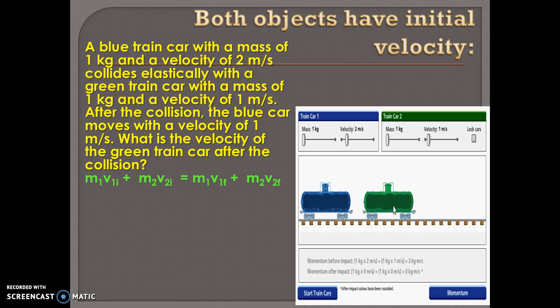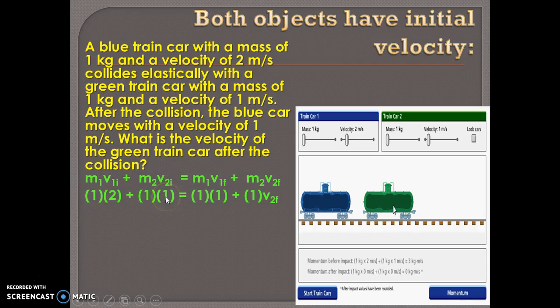Once we've written the bare equation, we can substitute in the numbers. We called the blue train car object 1 just because it appears in the picture first. There's no real reason why. But let's plug in the mass and velocity of the blue train car. The problem stated that the mass was 1, velocity is 2, so we're going to put it underneath here. For the green train car, in the beginning, the mass is 1 and its velocity is 1. So there's what we have in the initial scenario.